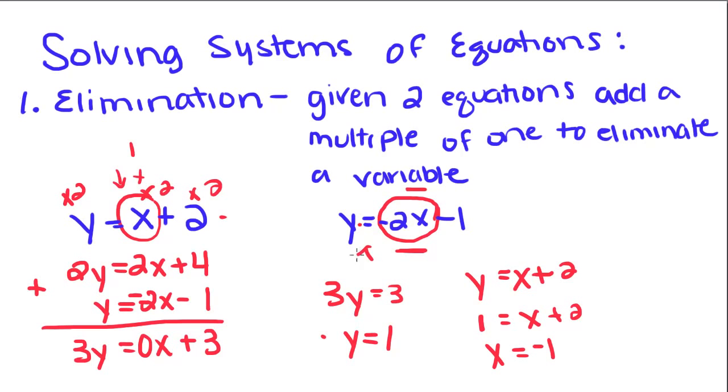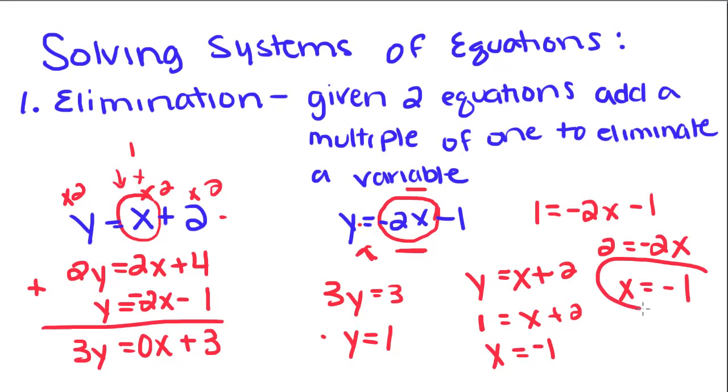And if you plug it into this equation, you get 1 is equal to negative 2x minus 1. If you add the 1 over, you get 2 is equal to negative 2x. If you divide by negative 2, you get x is equal to negative 1. So either way, you're going to get x is equal to negative 1 and y is equal to 1. And we always write this final solution as an ordered pair.